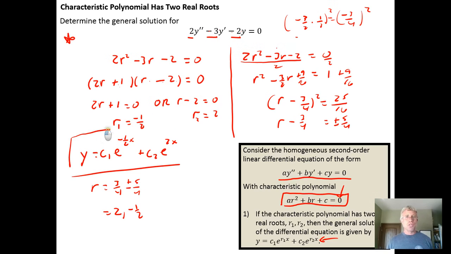So the solution is going to look like this regardless. If you get two distinct real roots, c sub 1 e to the root 1 x plus c sub 2 e to the root 2 x, and then the question really is how you're going to find those roots. Are you going to do it by factoring? Are you going to do it by completing the square? And of course, if the roots aren't nice, then you may have to complete the square or use the quadratic formula.